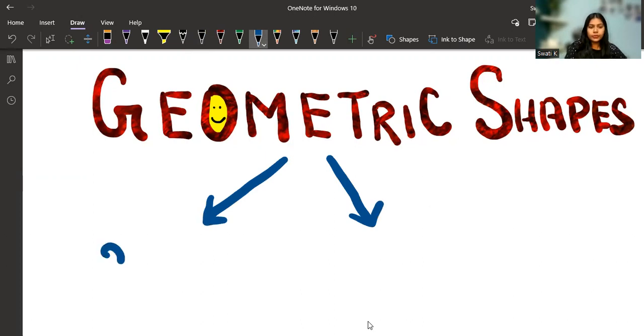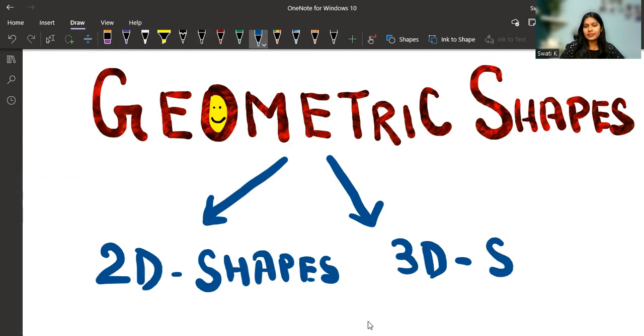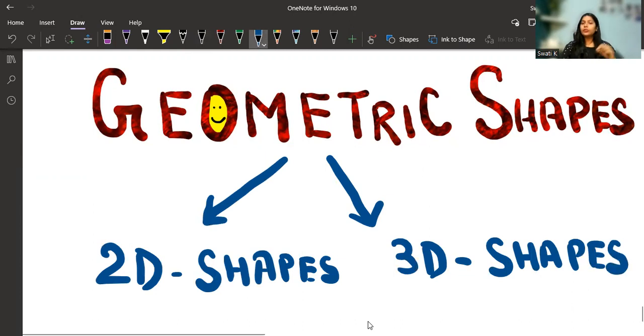Okay, so the first one is called 2D. I hope you know about 2D. What's the full form of 2D? It's two dimension. And the other one is 3D shapes. Very simple, three dimension, right? So if I ask you what's the difference between 2D and 3D, in two ways you can say. Right now we see people drawing 3D shapes on a piece of paper as well.